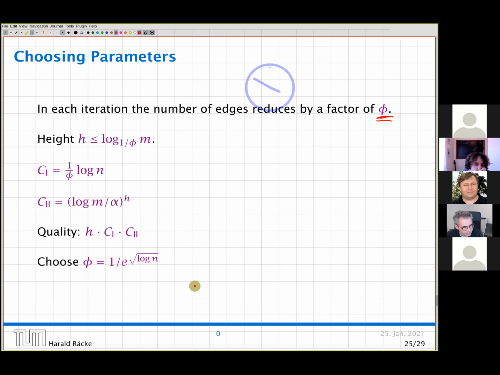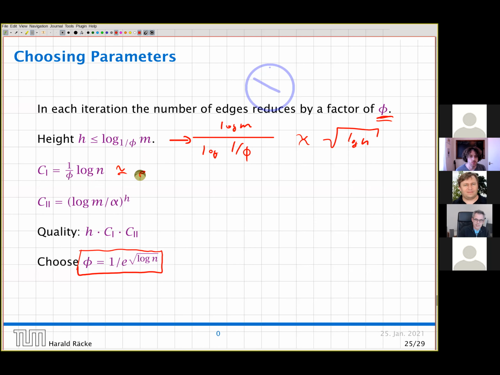So what does this mean? If I do this, then this is the height, because if I'm reducing by a factor of phi in every level, the height will now be something like square root of log n. So what will be the height? It will be log m divided by log 1 over phi. And if I put in this value for phi, this will be something like square root of log n, and this will now be roughly e to the square root of log n. I'm ignoring logarithmic factors there.